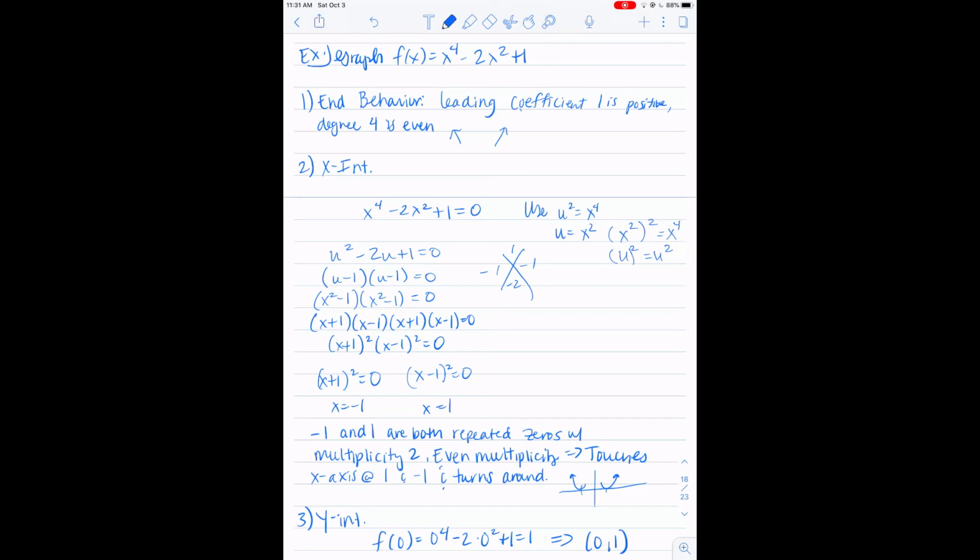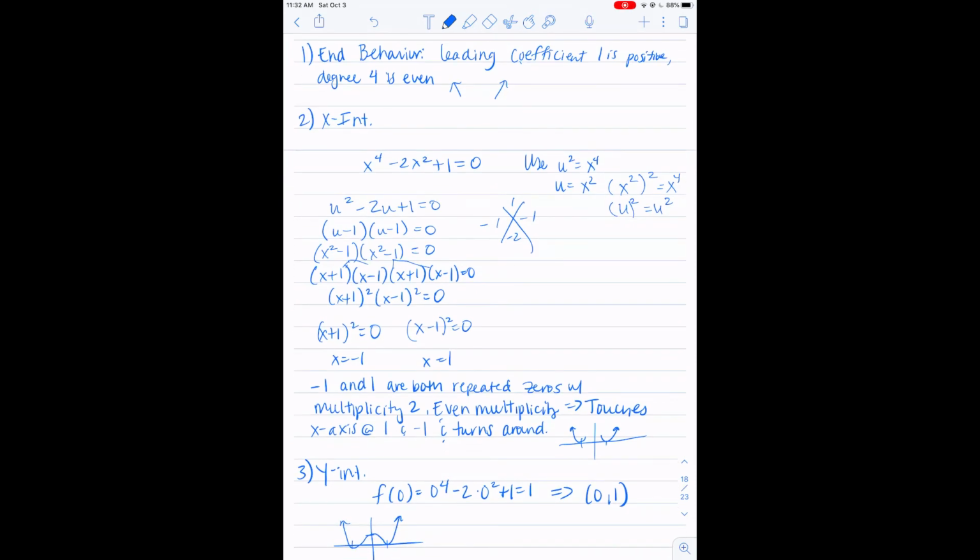Alright, so I'm going to use that substitution. So I have u squared minus 2u plus 1 equals 0. I'm going to factor, and I have u minus 1 squared equals 0. And then I'm going to substitute my u's back in. So I have x squared minus 1, x squared minus 1. And then I have difference of two squares, so I'm going to break each of these up. So I have x plus 1, x minus 1 equals 0. So that changes to x plus 1 squared times x minus 1 squared equals 0. So I set those both equal to 0, and I get x equals -1 and x equals 1.